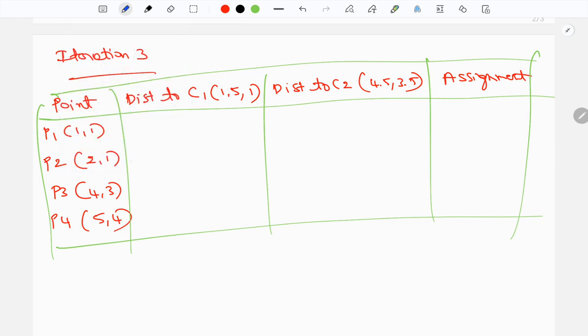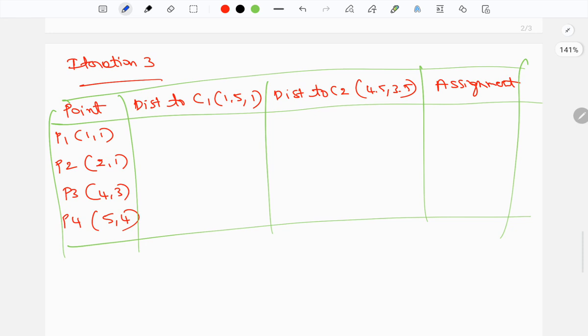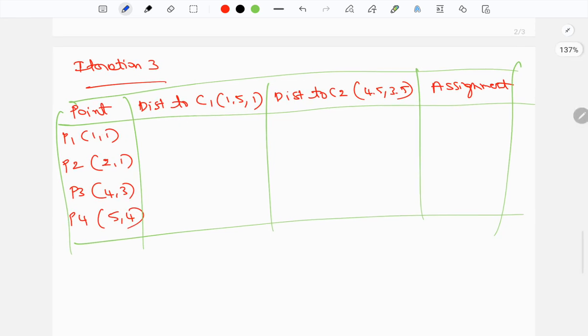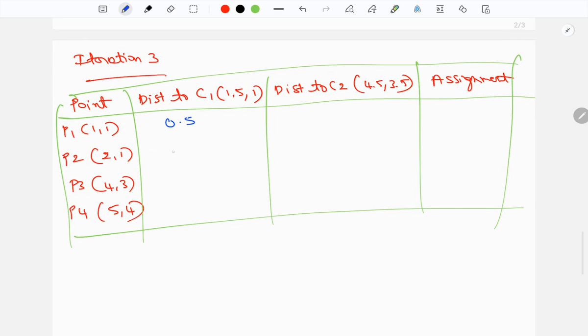So first one, square root of 1 minus 1.5 whole square plus 1 minus 1 whole square. I'm sorry, actually 1 minus 1.5 is 0.5, squared, and 1 minus 1 is 0. So square root of 0.5 square is 0.5. And similarly here also we get 0.5. Whereas these are already computed, so let me write the values, 3.2, and this is 4.6. You can just cross verify with the values here.